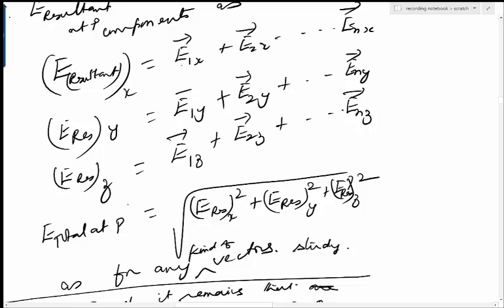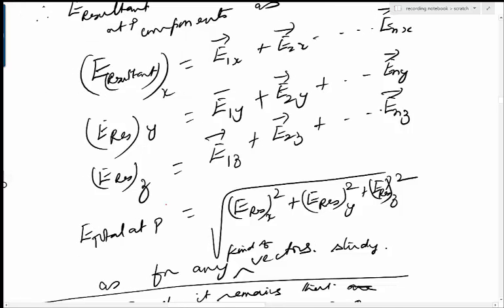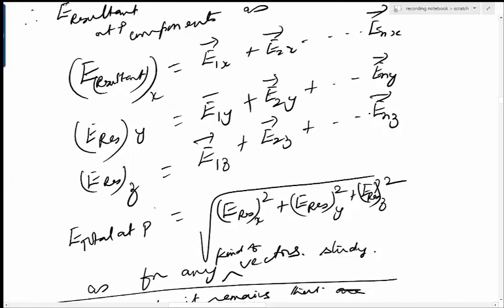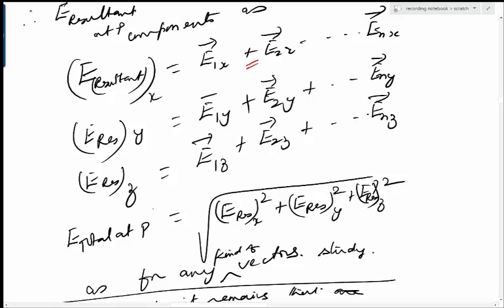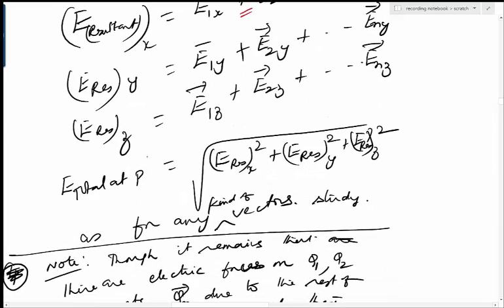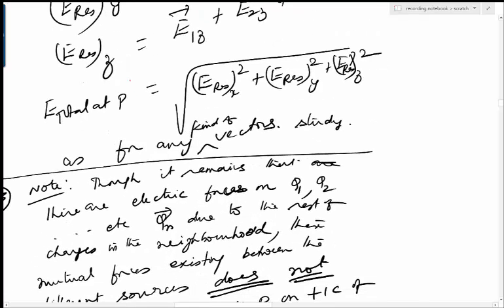Note that all E1x, E2x, E3x, etc., will be either along the x direction or the negative x direction. That means this coefficient can be either positive or negative. So an algebraic addition of all these will give me the x component of the resultant. Similarly for the y and similarly for the z. And E total can be found as the square root of Ex square plus Ey square plus Ez square, as for any kind of vector study.